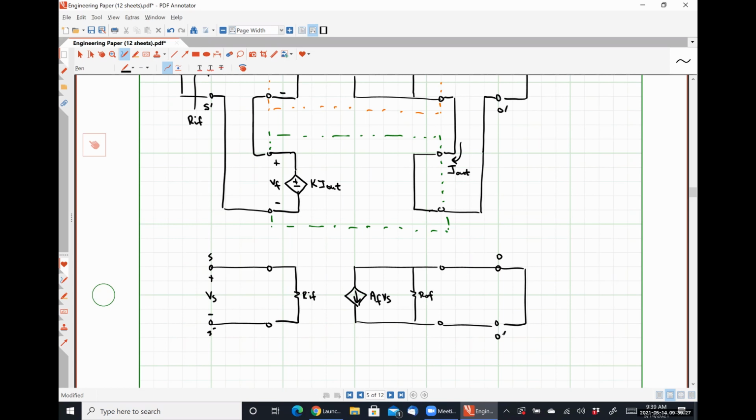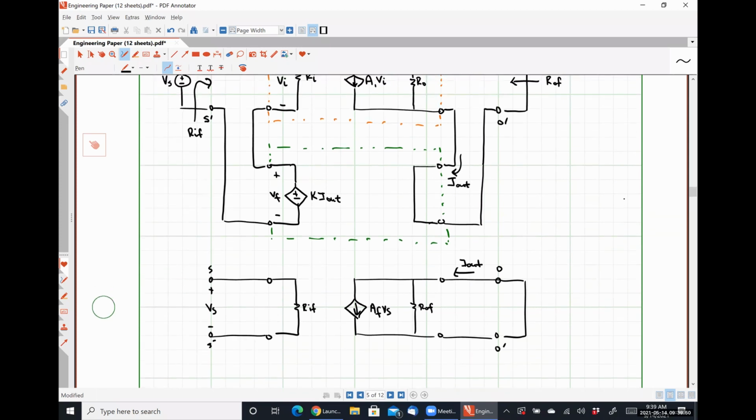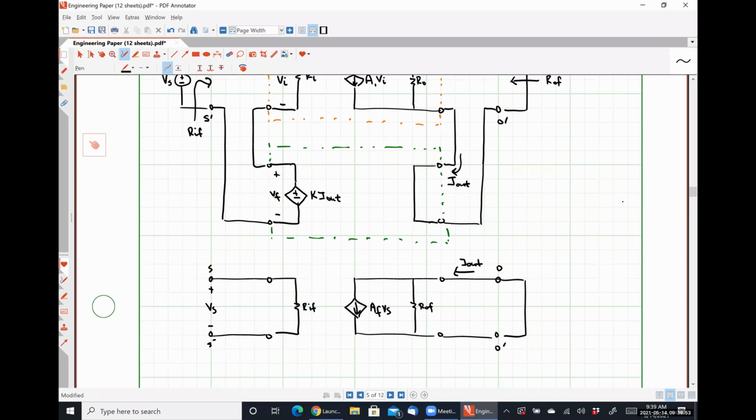Here's O, O prime, and here is I out. So the ultimate goal of this is to just amplify some input voltage and convert it into some output current.